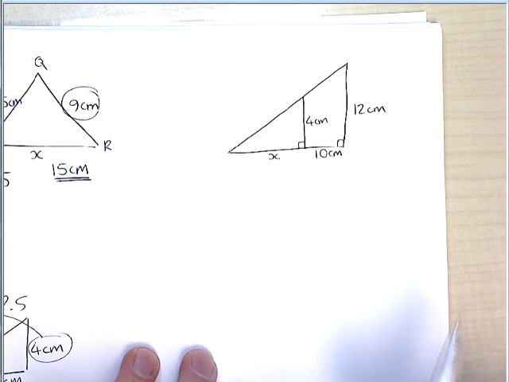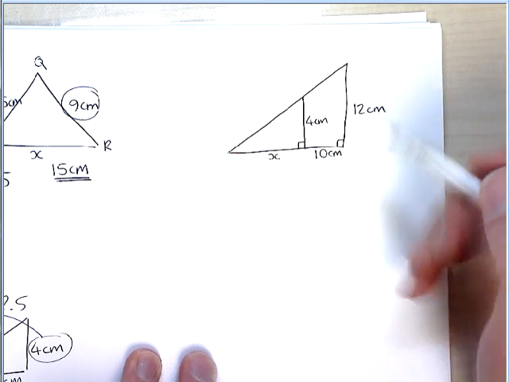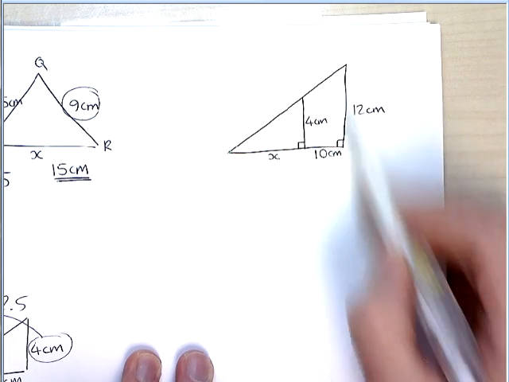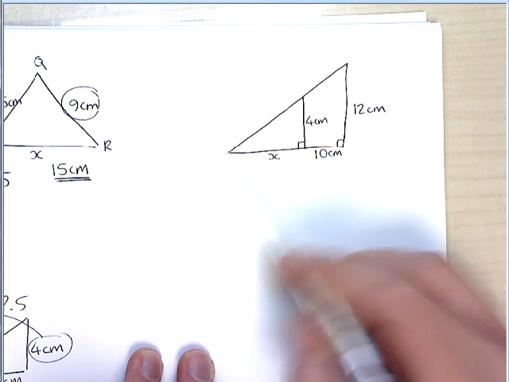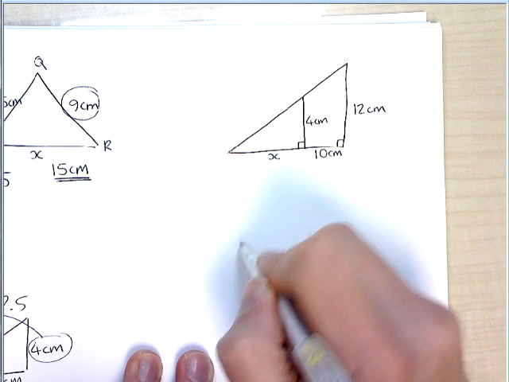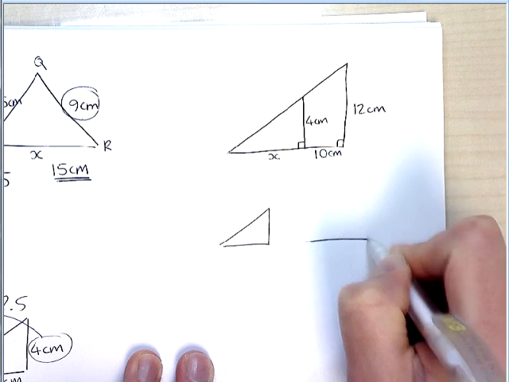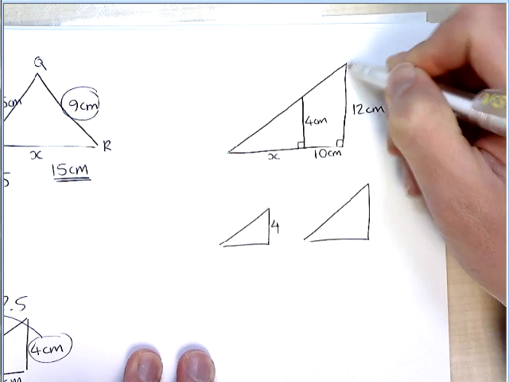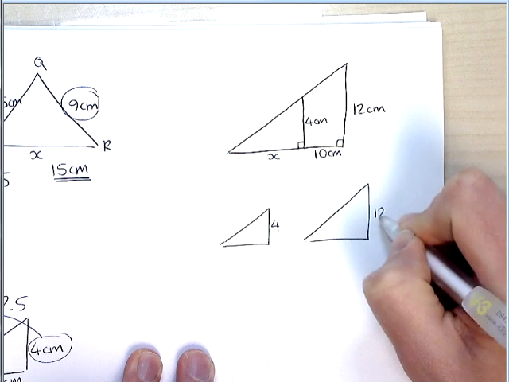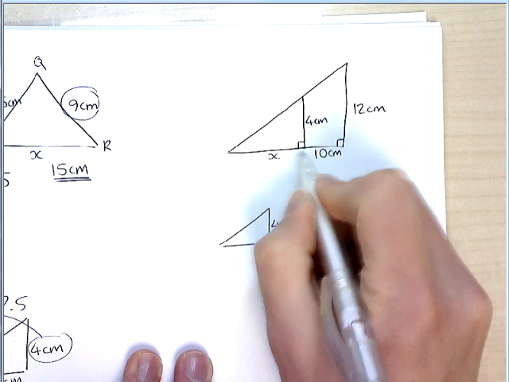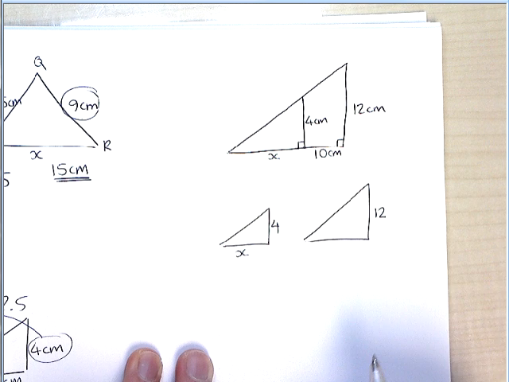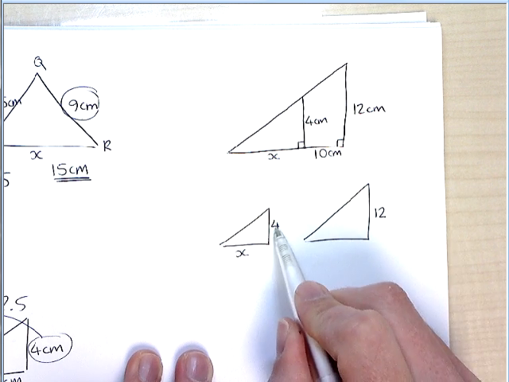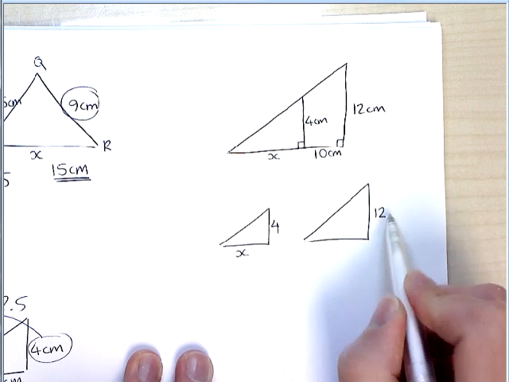So when it gets harder, they normally have two shapes, and you should be able to see two triangles here, this one and this one, inside each other. And my advice would be to sketch them separately. So this is 4, so that's 4. This is 12, so I can say this is 12. I know this is x, and you should be able to see a scale factor here of 3. So we know it's 3 times bigger.